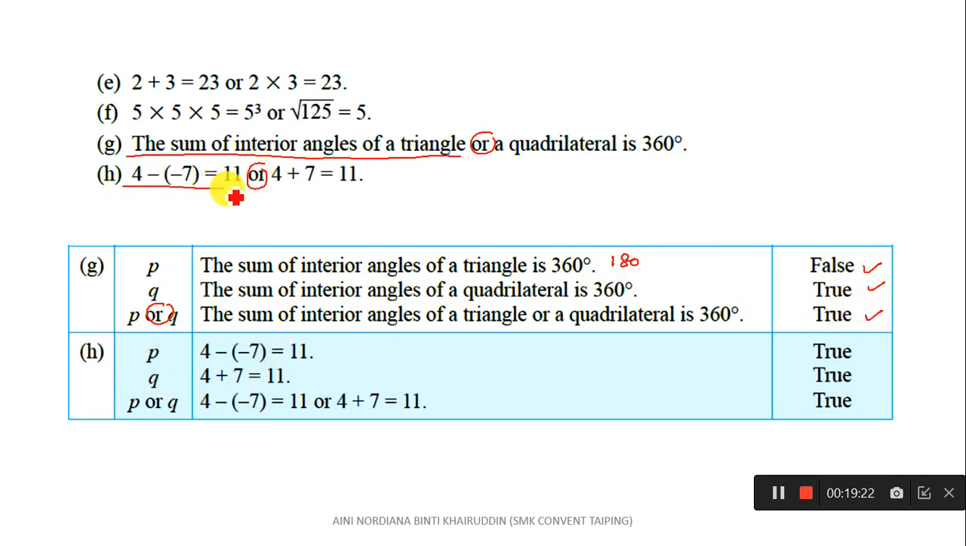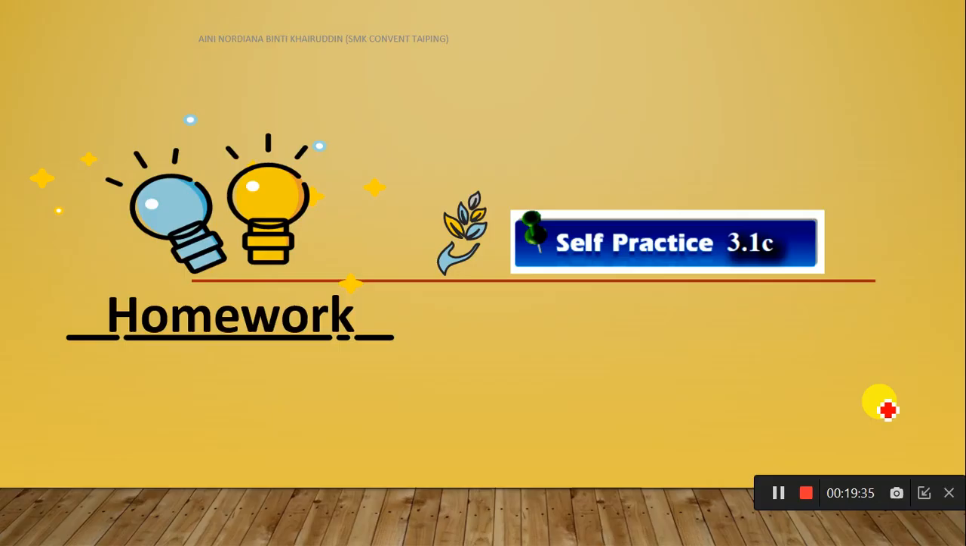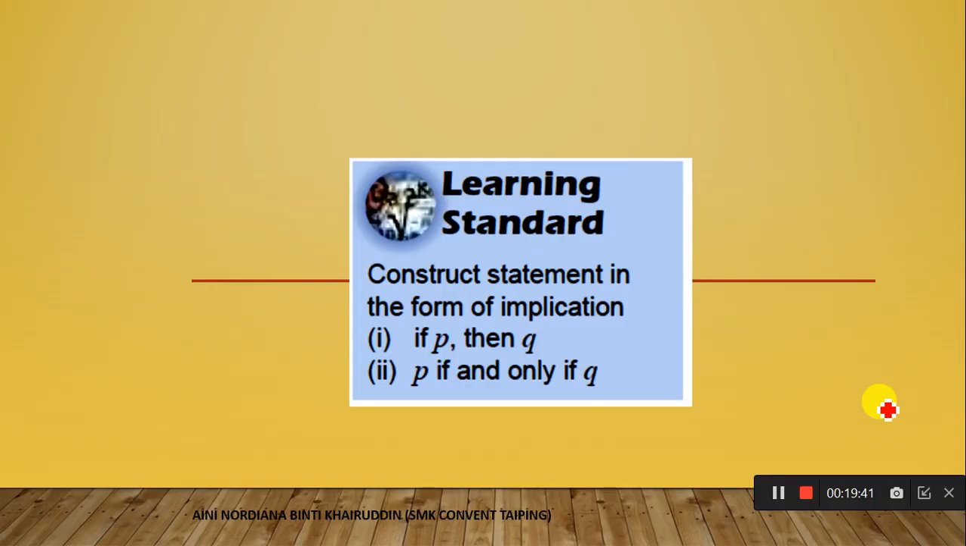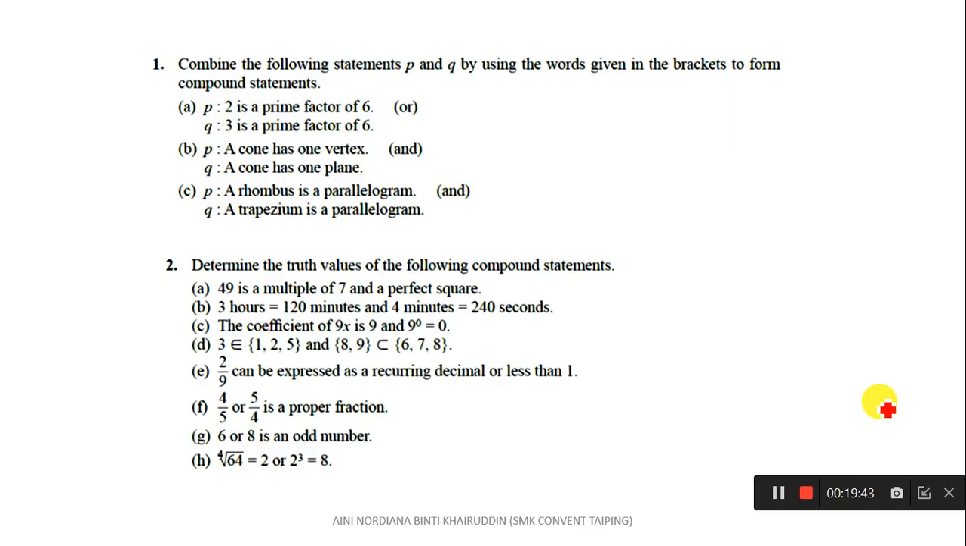Okay, this is the first statement and this is the second statement. The first statement is true. The second statement is also true. So when we use the word or, it becomes a true statement. Okay, this is your homework, self-practice 3.1c. This is the question, only 2 questions.